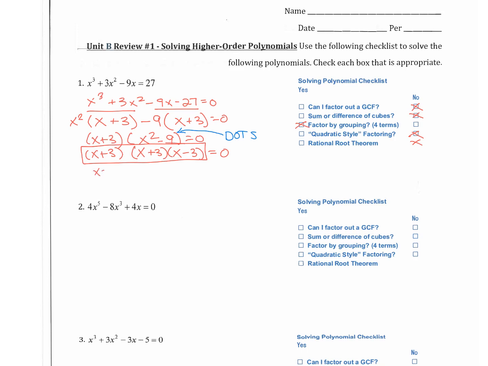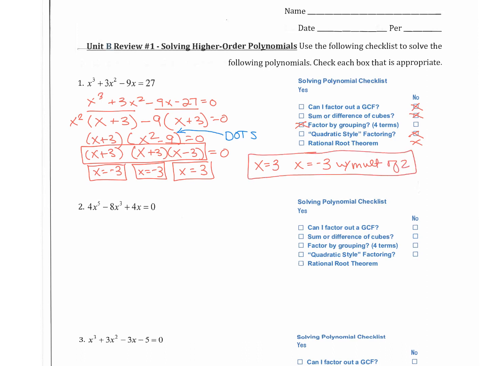And I get x equals negative 3. Oh, I'm going to get another negative 3. There's a multiplicity. And x equals 3. So you can write the negative 3 twice. But usually how you'll see this answer is x equals 3 and x equals negative 3 with a multiplicity of 2 because it appears twice. Those would be my roots. And now I'd be able to graph this if I had to graph this problem like we were learning in the last lesson.